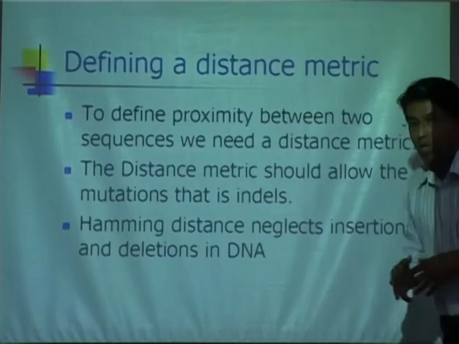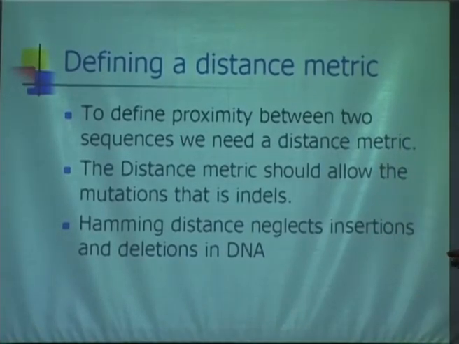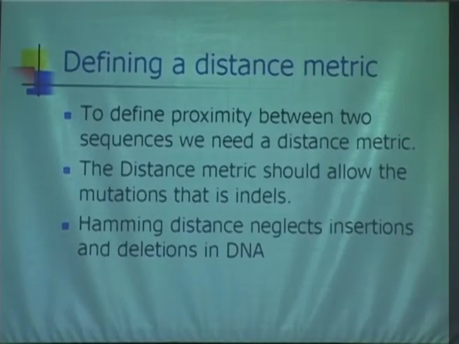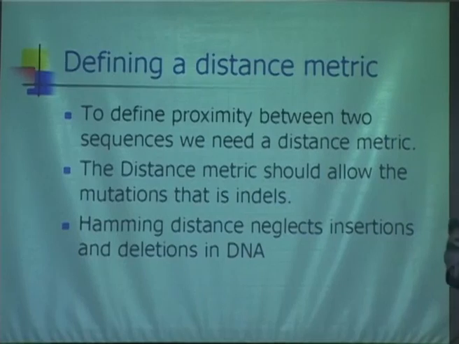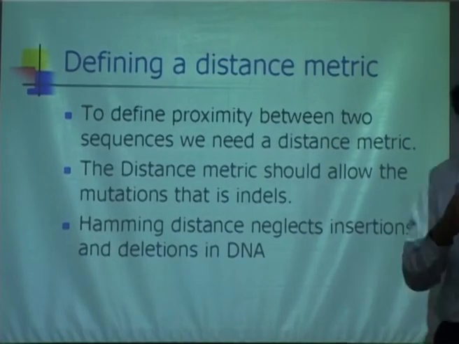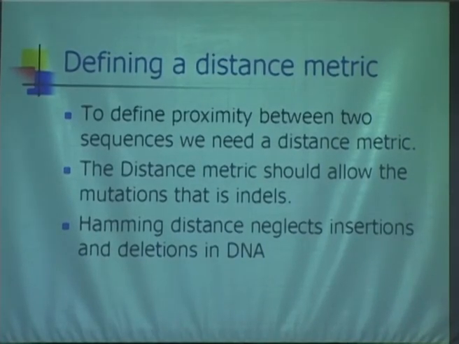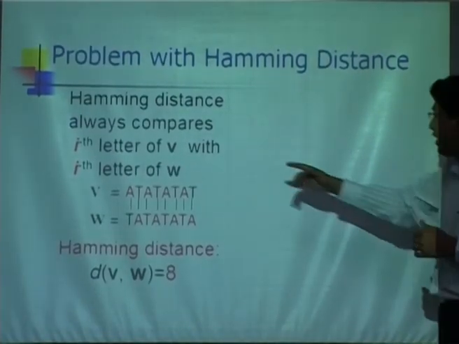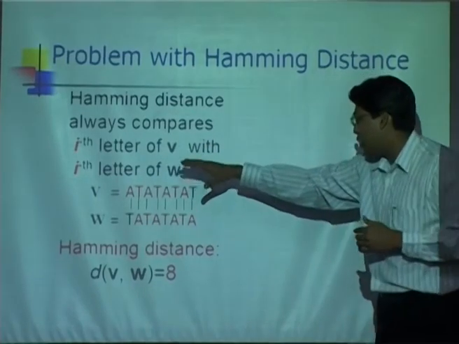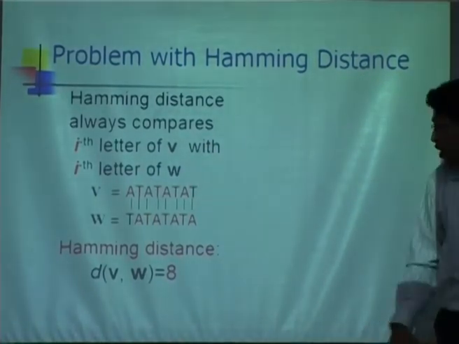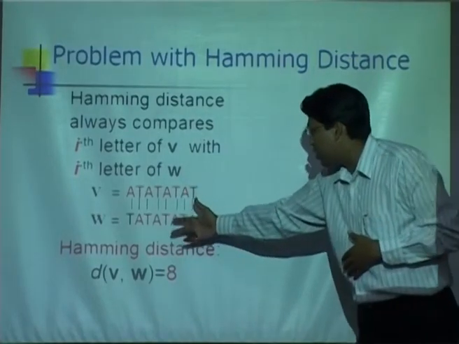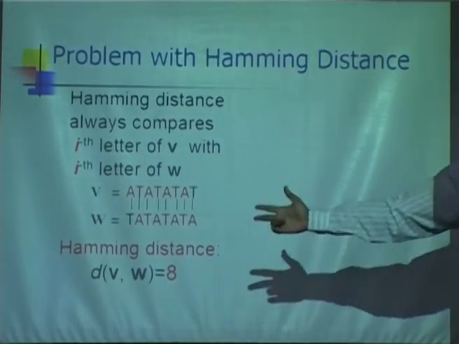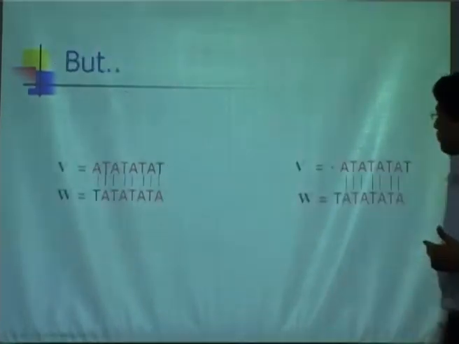From the technical point of view, we are going to define a distance metric. To define proximity between 2 sequences, we need a distance metric. We are going to align 2 sequences, so we need some kind of measurement of how close those 2 strings are to each other. If we consider the Hamming distance, the problem is that the ith letter of the first string is compared with the ith letter of the second string. So if we compare these 2 strings, the Hamming distance is not a very good idea.